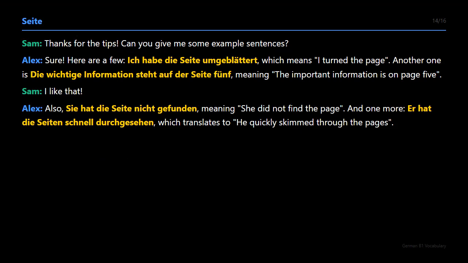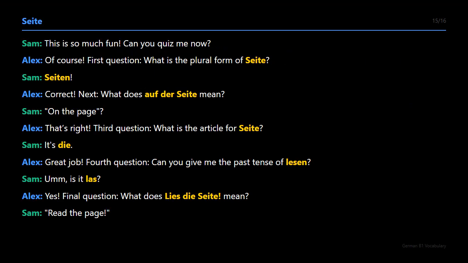Also, Sie hat die Seite nicht gefunden, meaning she did not find the page. And one more, Er hat die Seiten schnell durchgesehen, which translates to he quickly skimmed through the pages. This is so much fun. Can you quiz me now?